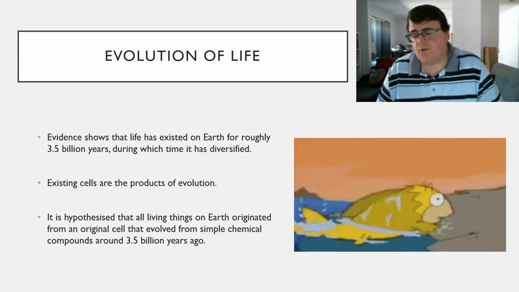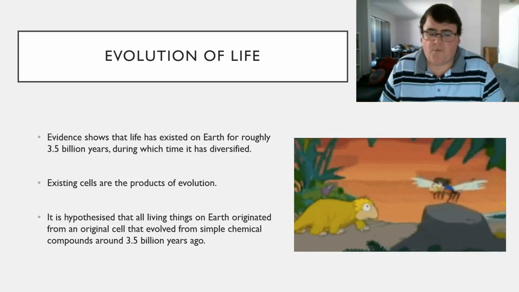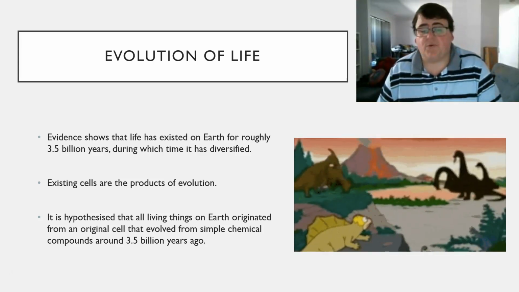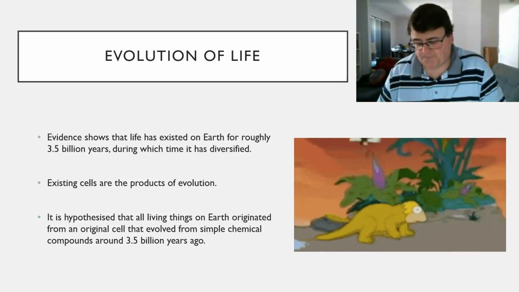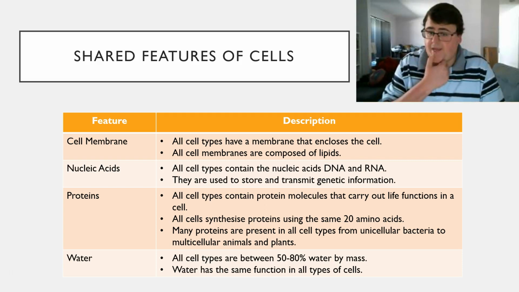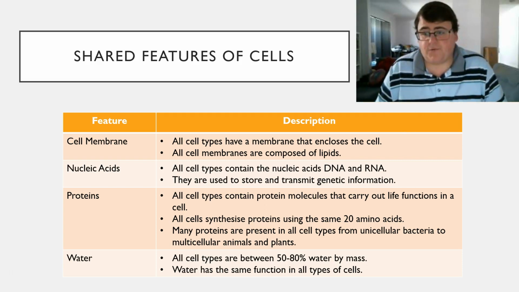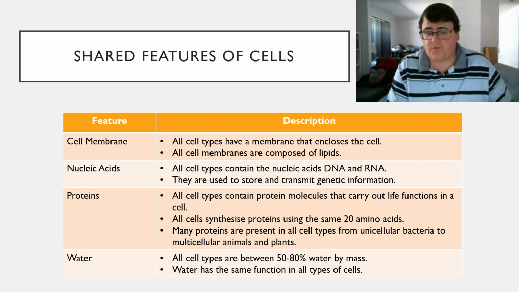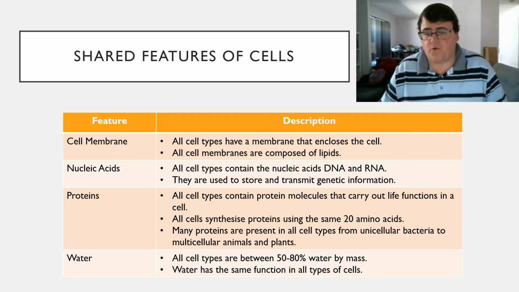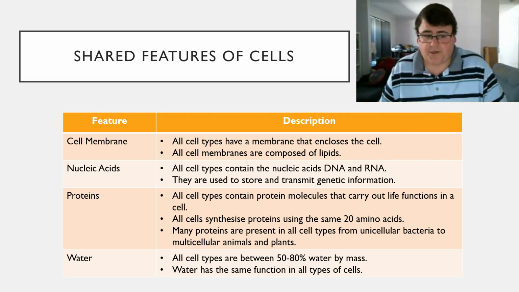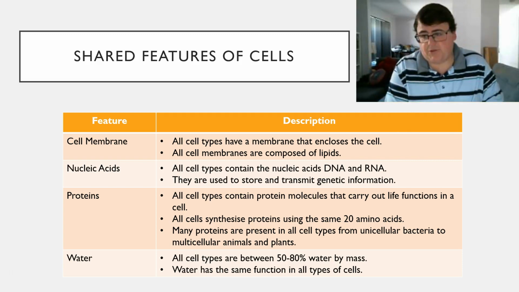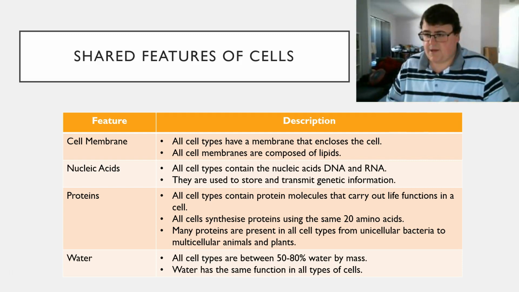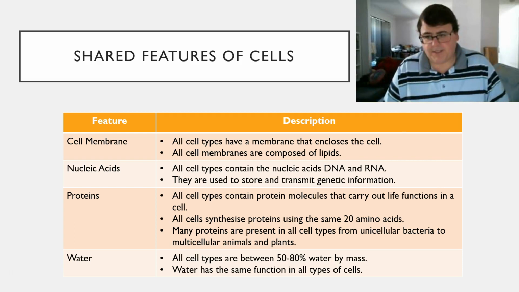Now, it is theorised that all living things on Earth originated from one original cell that evolved from simple chemical compounds, again around 3.5 billion years ago. Now, we believe that all cells have evolved from that single cell because of the shared features that all cells on Earth have. So all cells have a cell membrane, all cells use nucleic acids, all cells have proteins, and all cells have water. So let's look at those in a little bit more detail.